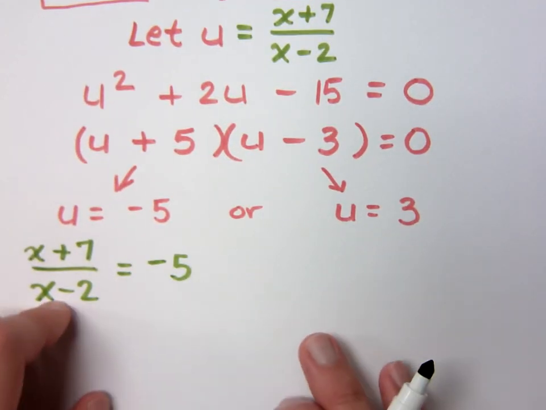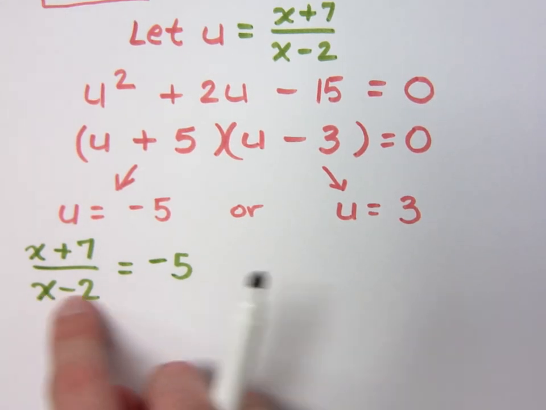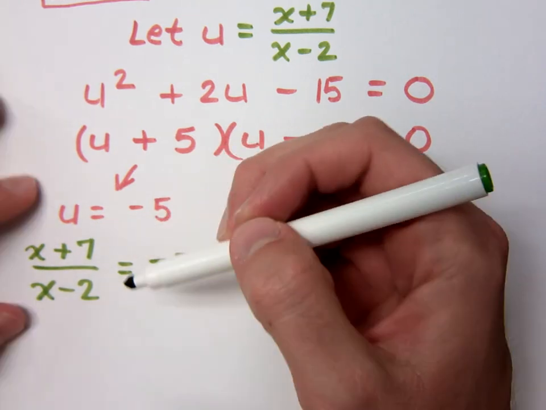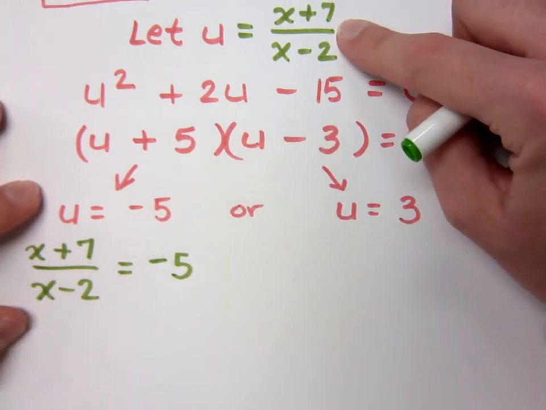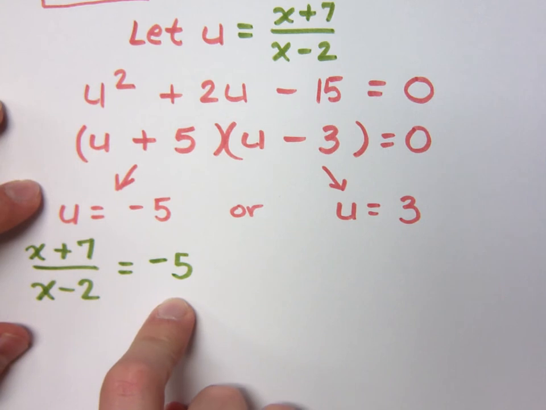And there is a difference because some students will plug in the number -5. I don't want you to plug in -5. I want you to take this equation because u is equal to the whole thing. u is equal to this x plus 7 over x minus 2, right? I go back and I put that substitution back, and now I have an equation to solve.